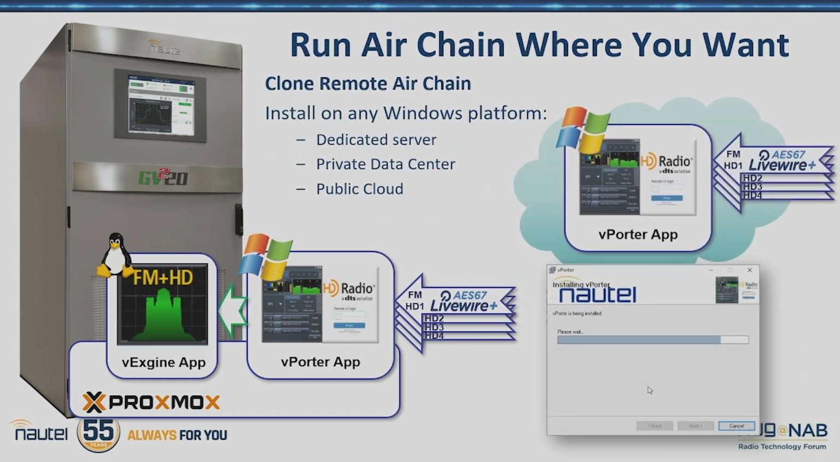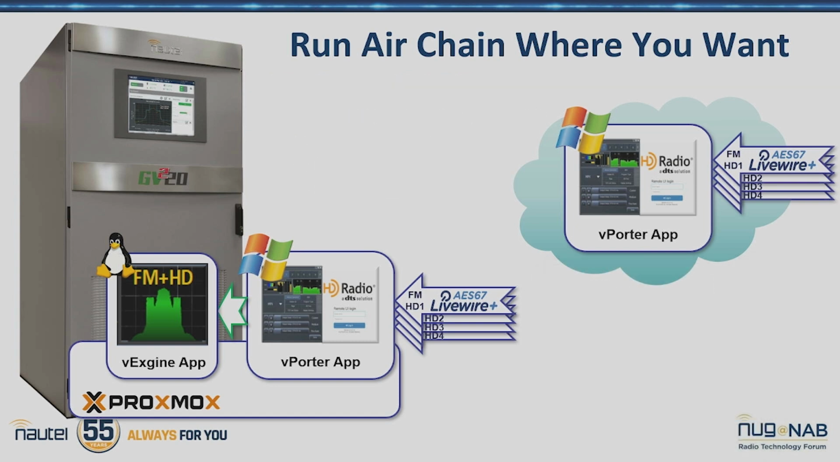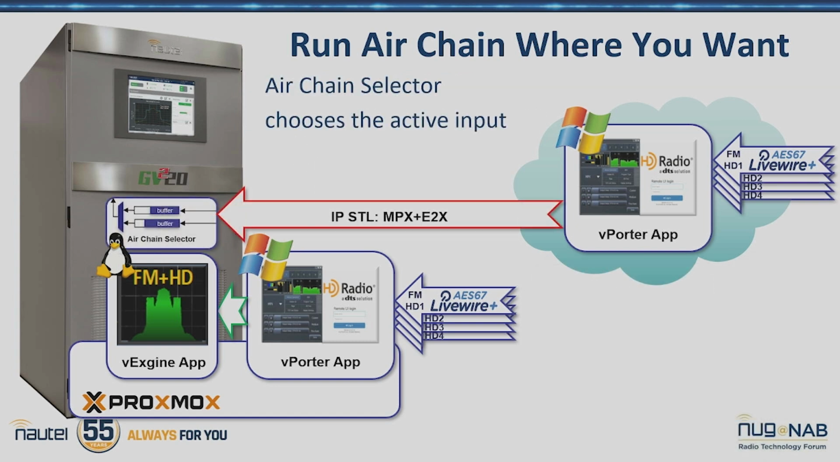Now since we are entirely software, you can clone the air chain, and we're working on a Windows installer right now. So essentially, you can take that exact same piece of code, put it where you want. Whether that's in your data center, your own virtual system, it just has to be a Windows platform, and we'll have some minimum requirements, of course, for what it needs to have. But it is a Windows application that takes LiveWire in and then creates a data pipe, really an IP STL path right into the transmitter. And remember that air chain selector, I'm coming back to that now, that comes into play now. That is what chooses whether you want to have the internal GV or another air chain on air.